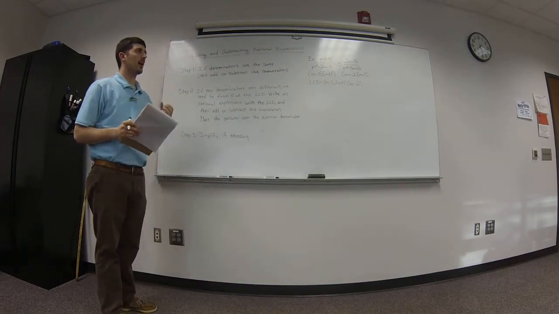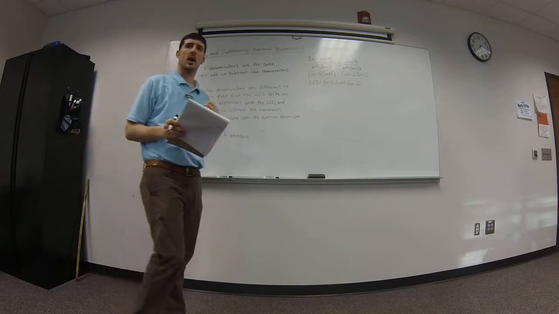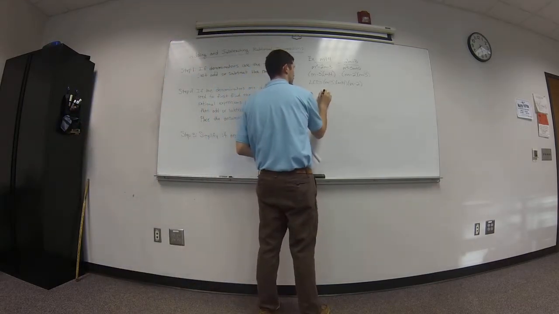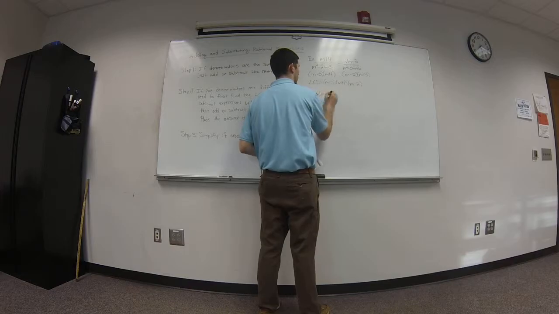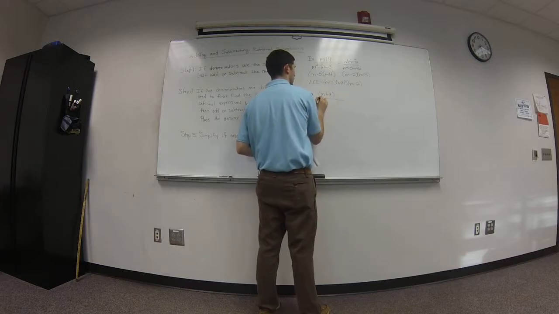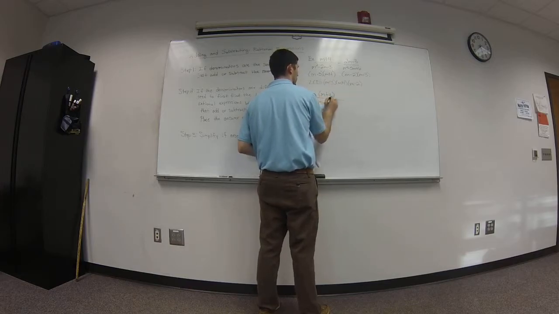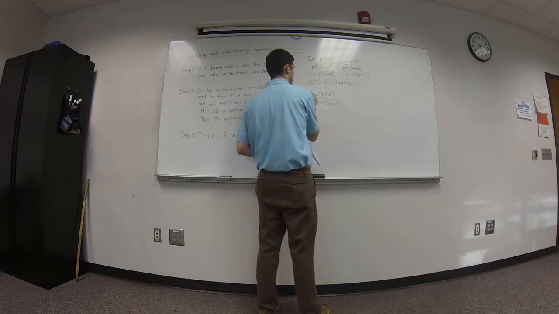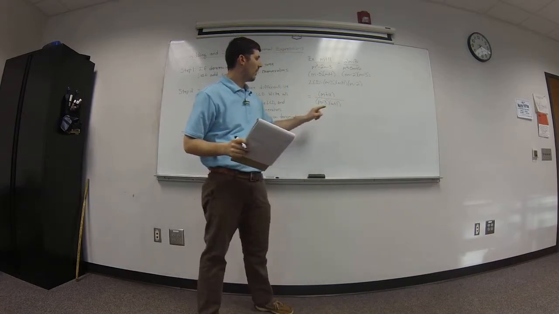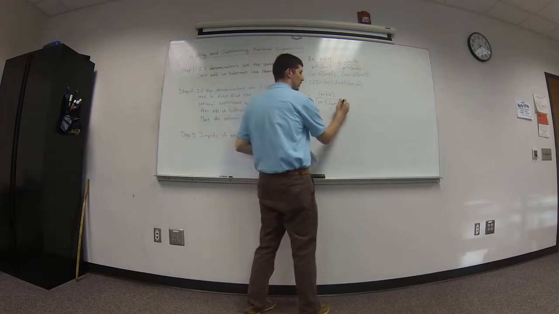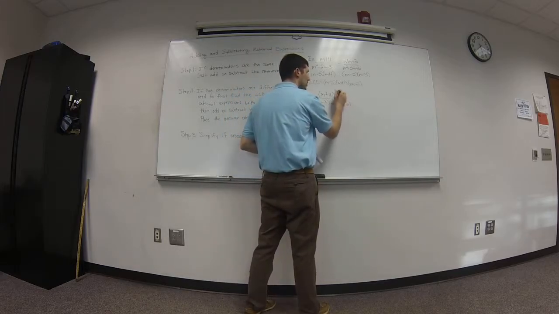All right, so now we need to write each fraction with the common denominator. So right now this was m plus 4 over m minus 3, m plus 1. So my missing factor is m minus 2. So if I multiply it on the bottom, I also have to multiply it to the top.